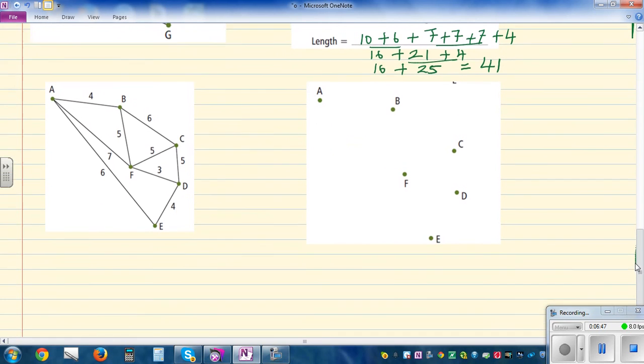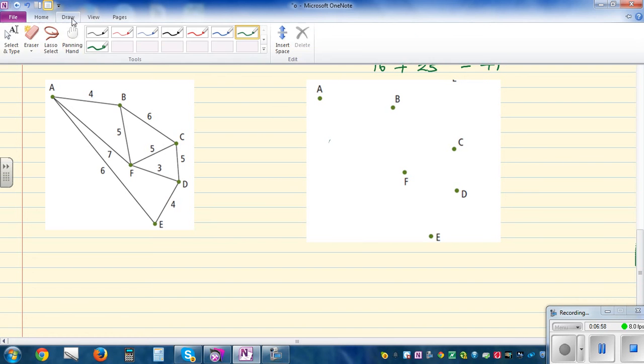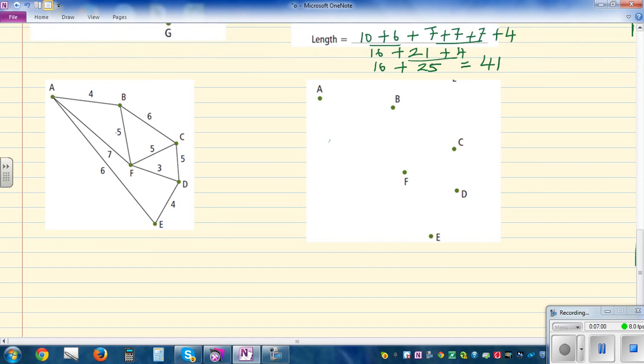Okay, so let's move on and do one more question. So how would you do this? Again, the same process. You can pause this video and try to do it yourself if you can. Okay, so let me use a different color. Here the smallest is again A to B, which is 4. So I'm going to connect A and B first. Okay, which is the next option? The next option is from B to C. So you can connect B and C.